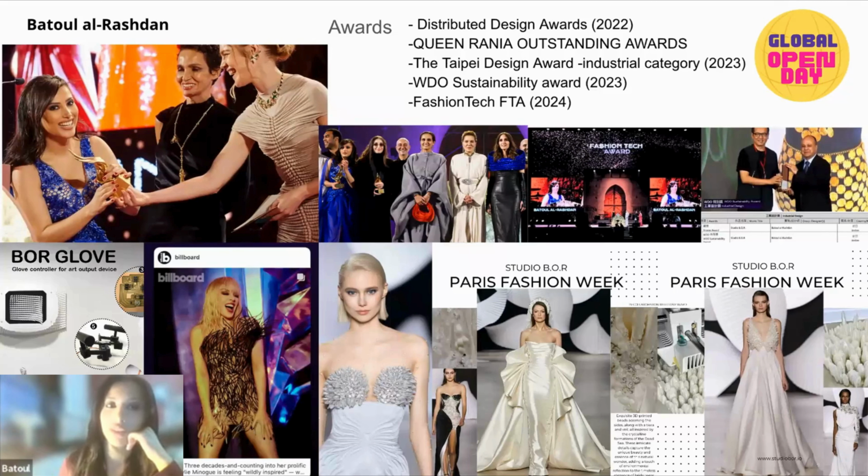This startup has won several awards. I also took the Fab Academy's sister program. It has won several awards since 2022 until now, like the Type I Industrial Award and Sustainability Award, and recently the Fashion Tech Award for 2024. Here you can see a picture with the royal family, who gave it to me, and my pieces are sold and showcased all around the world, from Paris Fashion Week to New York and other places. So, yeah.